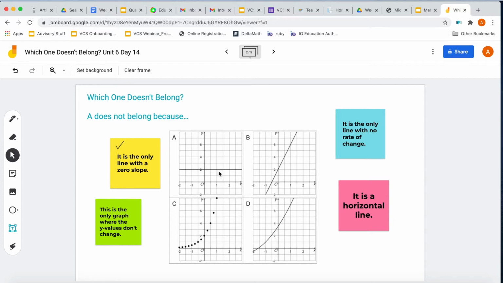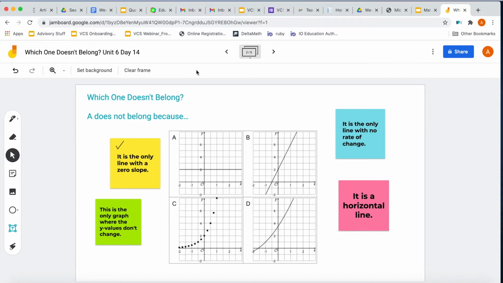So this is the only one where there is no change in the y values. The y values aren't changing. We have a 0 slope, no rate of change, right? And we might bring students to start to see that. What does it mean when the y values don't change? It means we have a 0 slope. It means it's a horizontal line because it's not growing. It's not increasing or decreasing.